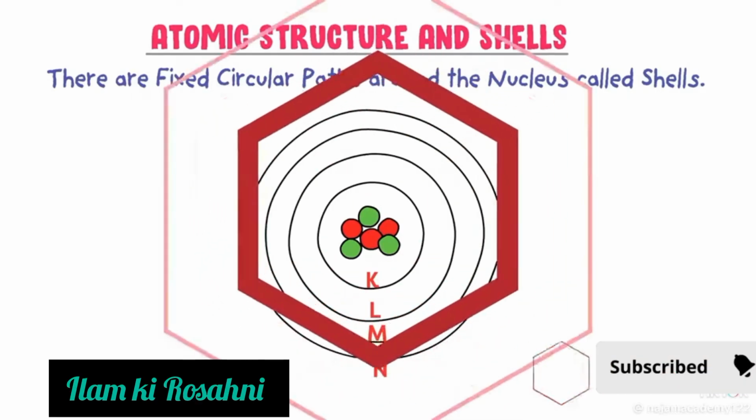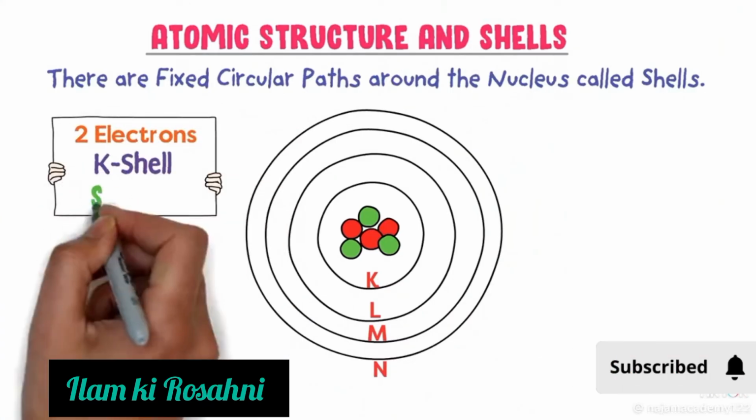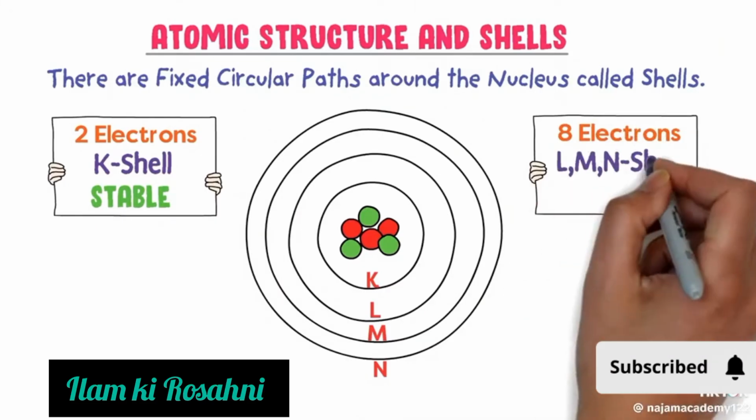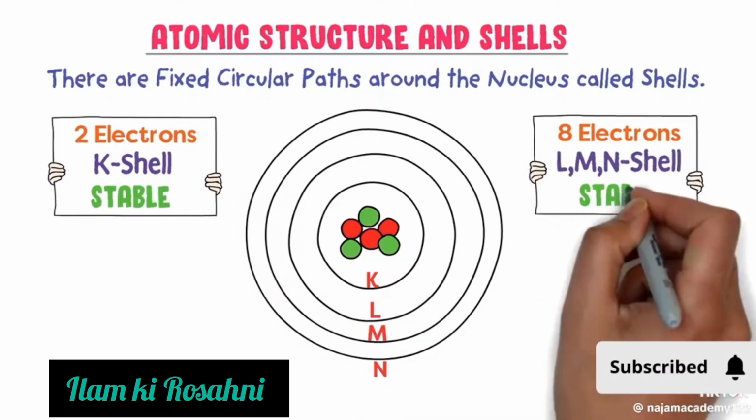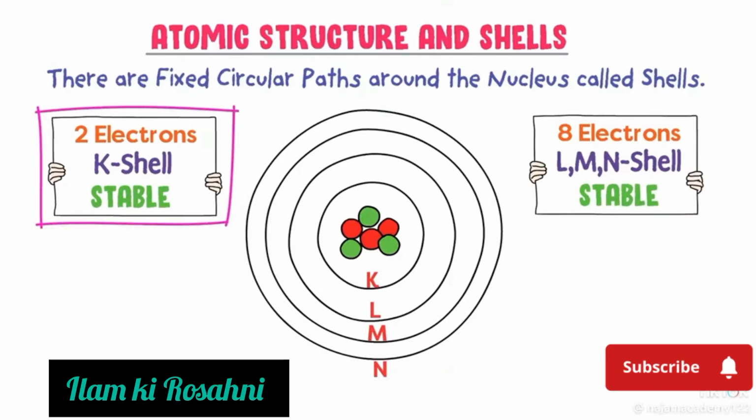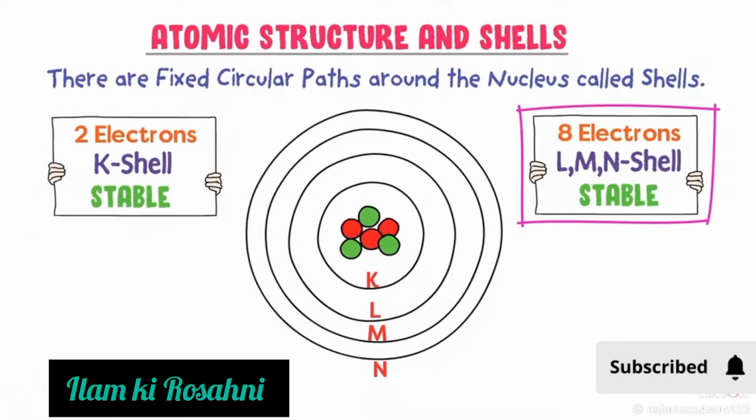Now listen carefully. If there are 2 electrons in K shell, it is stable. If there are 8 electrons in L shell, M shell and N shell, they are considered stable. Hence note it down that K shell attains stability if there are 2 electrons present in it. L, M and N shells attain stability if there are 8 electrons in them.